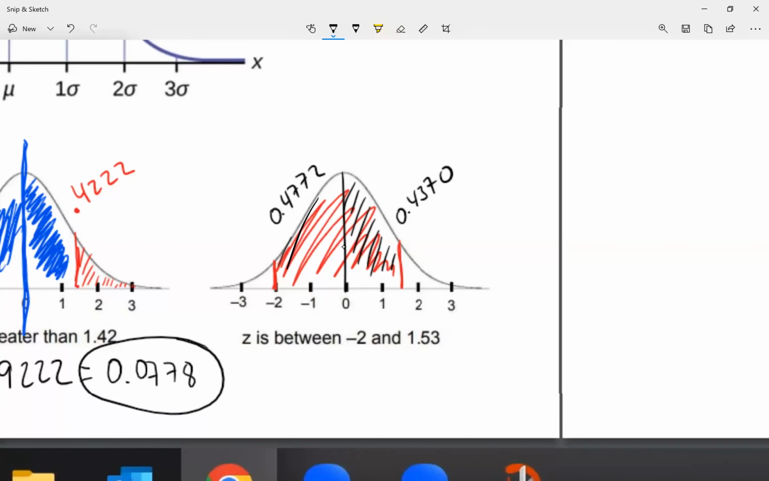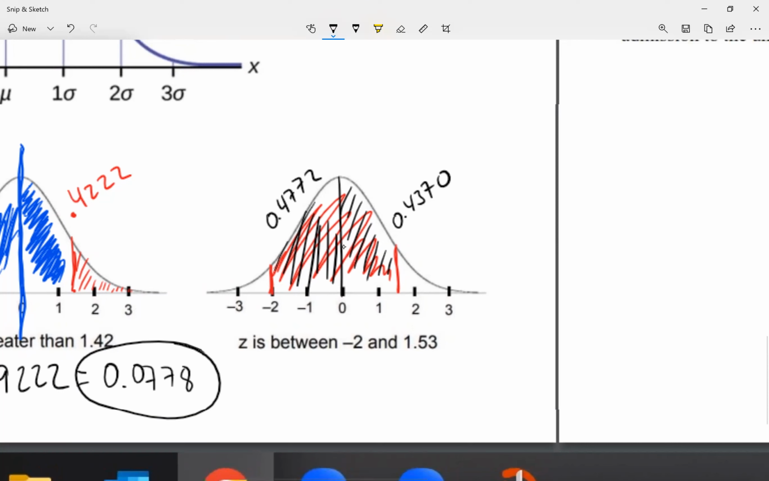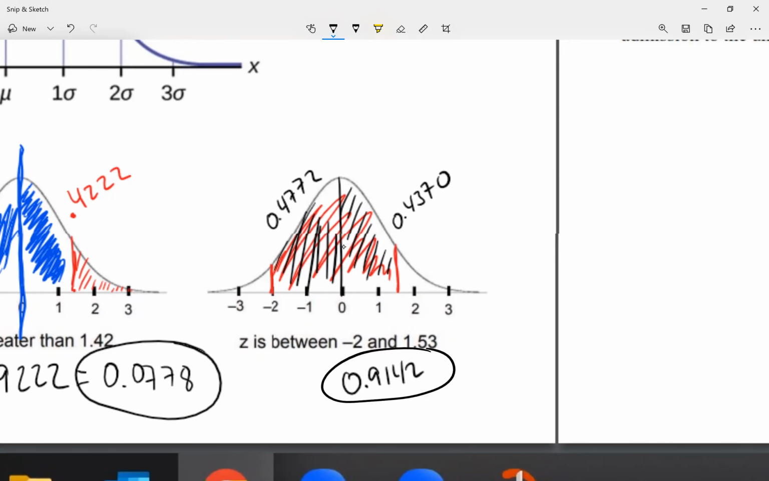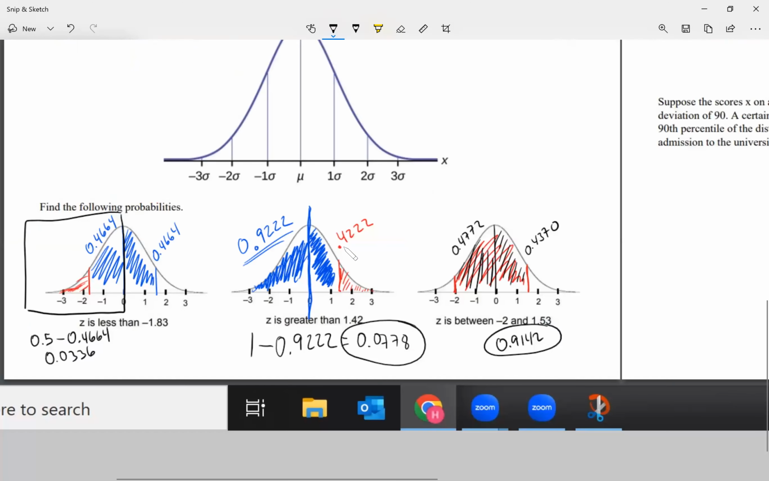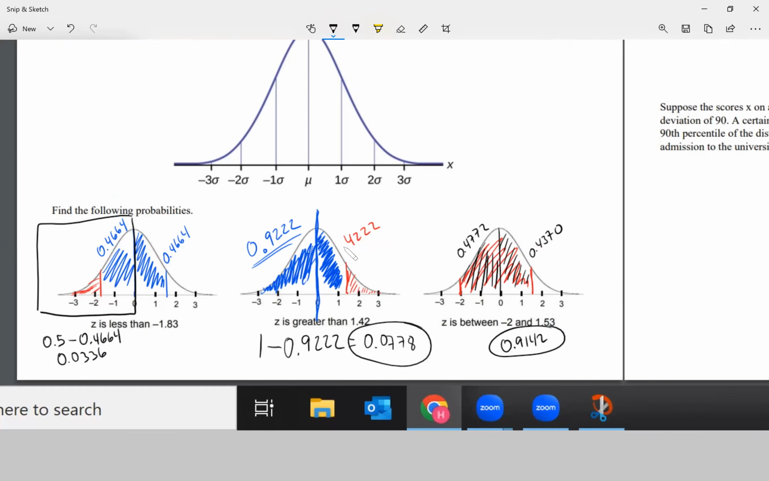That is this side. Huh. So shouldn't I just combine them? Shouldn't I just add those two? So 0.4772 plus 0.4370 is going to give me 0.9142. Easy, right? Beautiful. We have to use the table that I'm giving you. Okay.